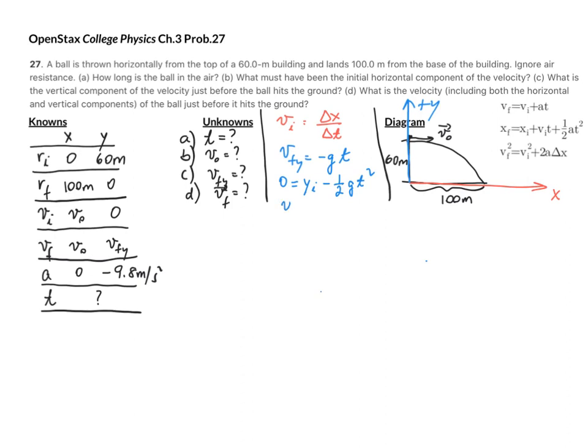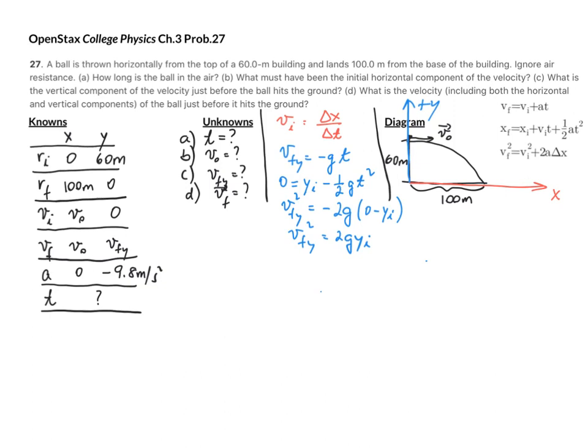So v final y squared is, like I said, 0. It starts with no initial velocity in the y direction, minus 2g delta y, and that will be the final y, which is 0, minus the initial y, which I'll just call y initial, so I keep it in variable form for now. So v final y squared then is 2g y initial.